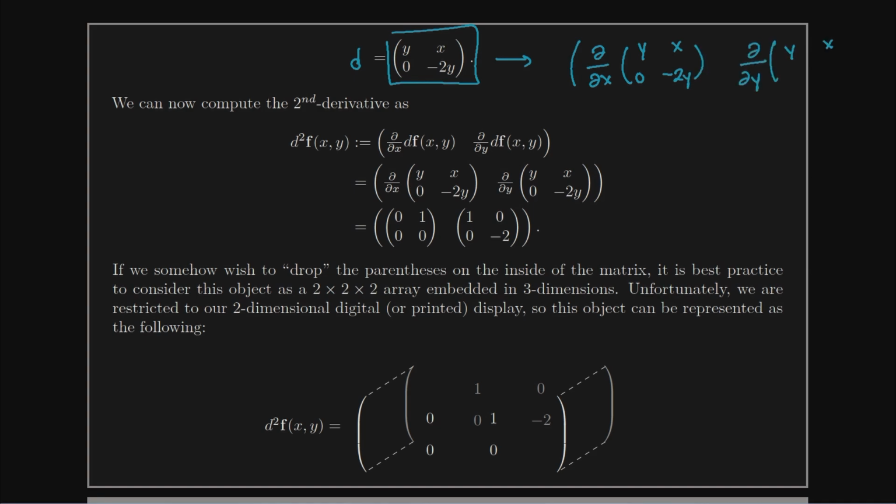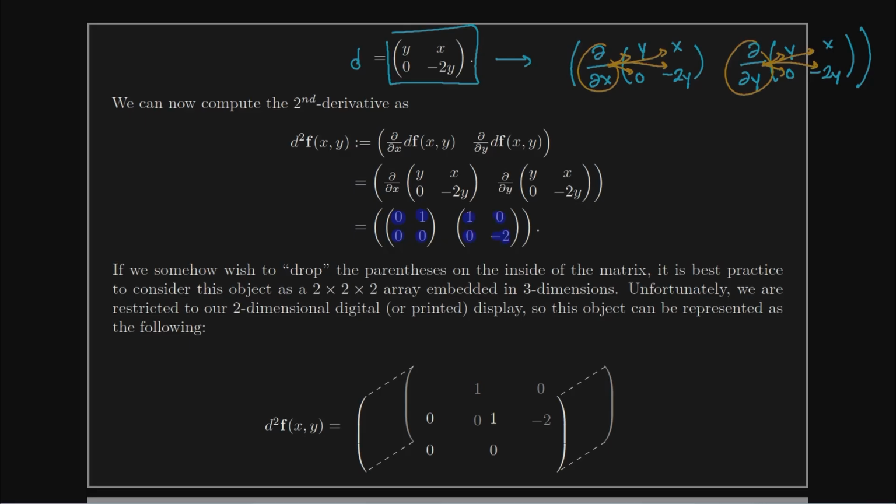So now we've got partial x on y, x, 0, negative 2y, and partial y on y, x, 0, negative 2y. And of course, just like before, we're going to take this and distribute to every single term in the matrix. What do we get when we distribute partial x to each entry? Well, we get the matrix 0, 1, 0, 0. And if we distribute partial y to each entry, we get 1, 0, 0, negative 2.